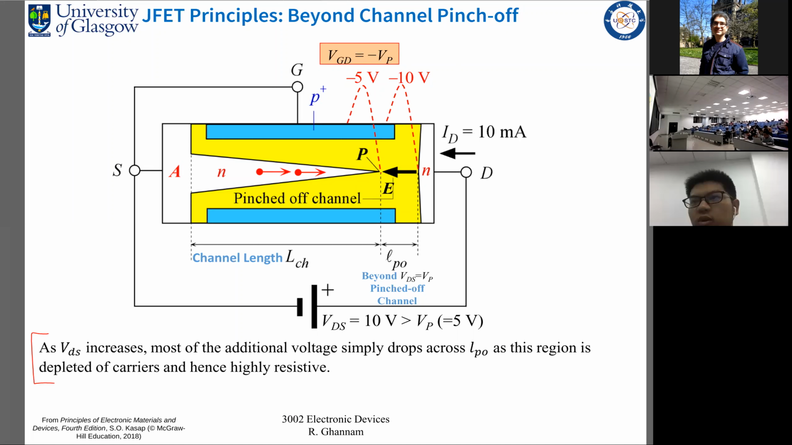So as a result of increasing VDS, most of any additional voltage simply drops across this region over here. So we've called this LPO. So any extra voltage beyond the pinch-off voltage is simply dropped across LPO, and this region is depleted of any carriers, and as a result, this is also highly resistive, okay, because it is depleted of any carriers.